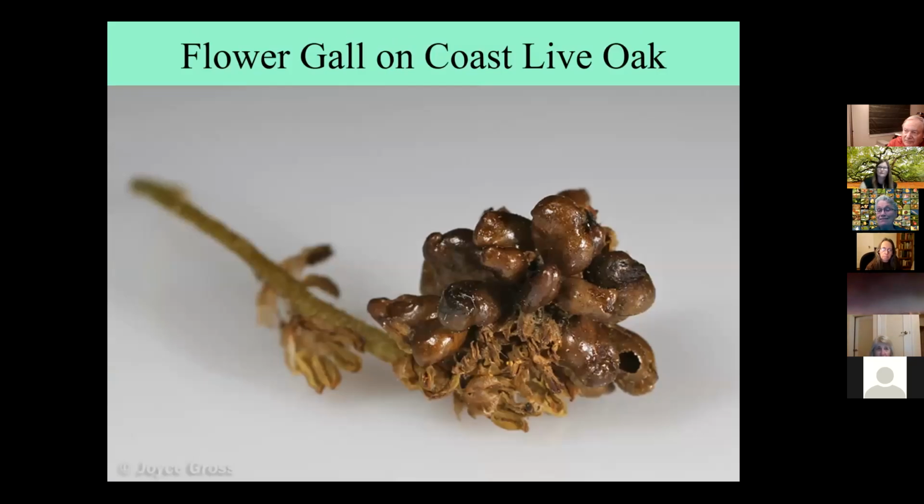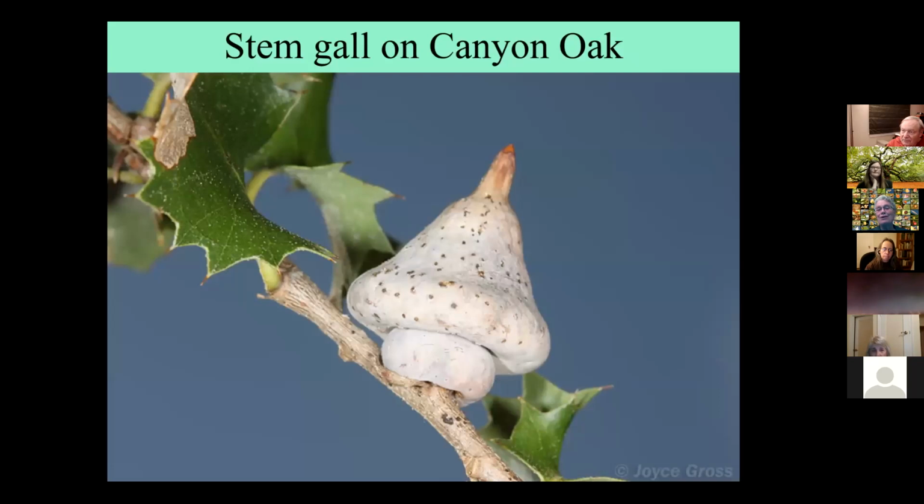And here's a flower gall. This was actually on Coast Live Oak. This one is actually purply in March, which is when the oaks are actually flowering. Okay, here's a stem gall, the last in the series, looking at the parts of plants. This stem gall is on canyon oak.